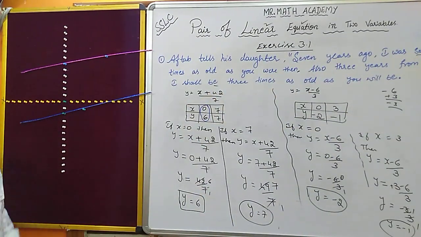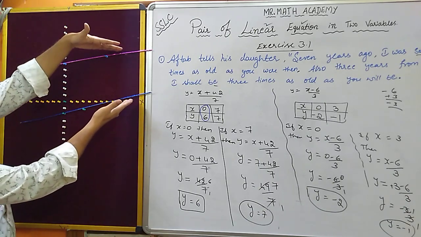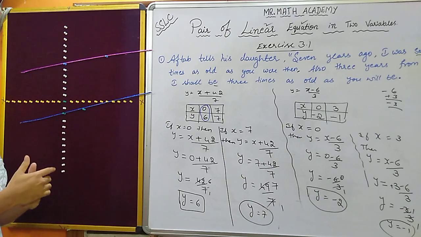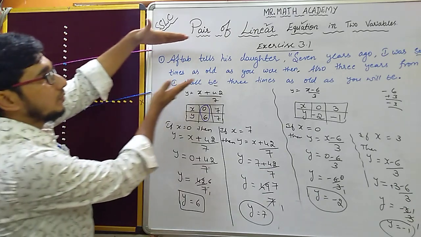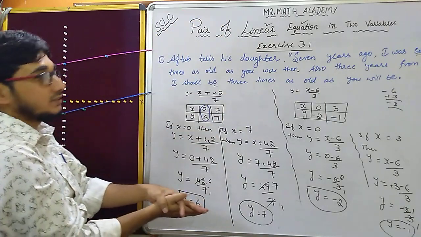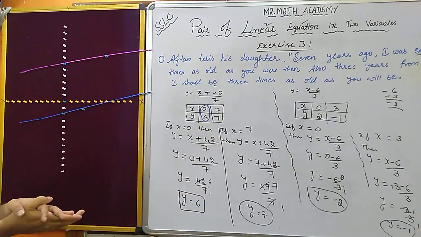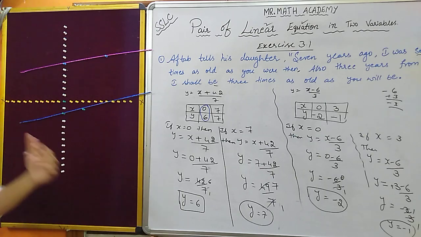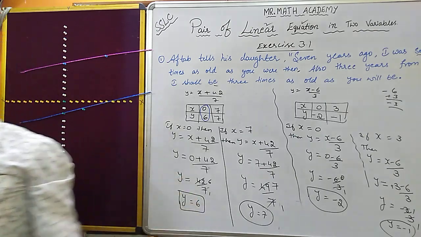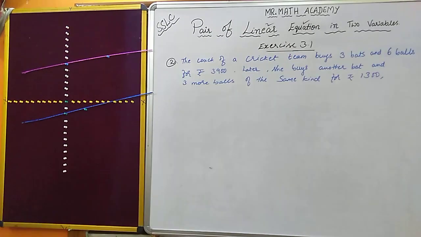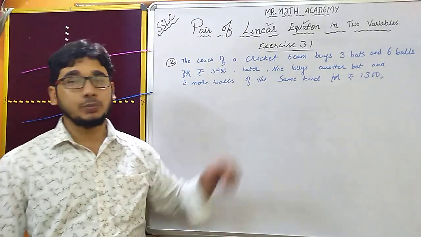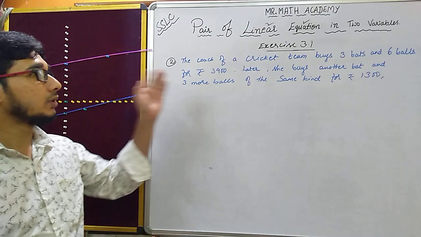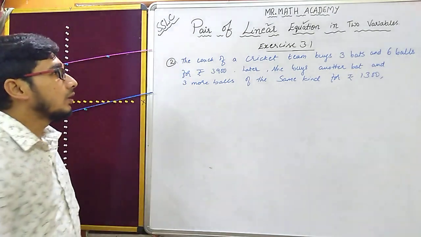See here, students, this one is bigger, this is smaller in length. It looks like a parallel, but it is not parallel. If you draw a line like this, what will happen? It will go and intersect somewhere. So these are the intersecting lines. Okay, let us go for the second problem. Okay students, let us go for the second problem in exercise 3.1. First one we have already done. Let us go for the second one.